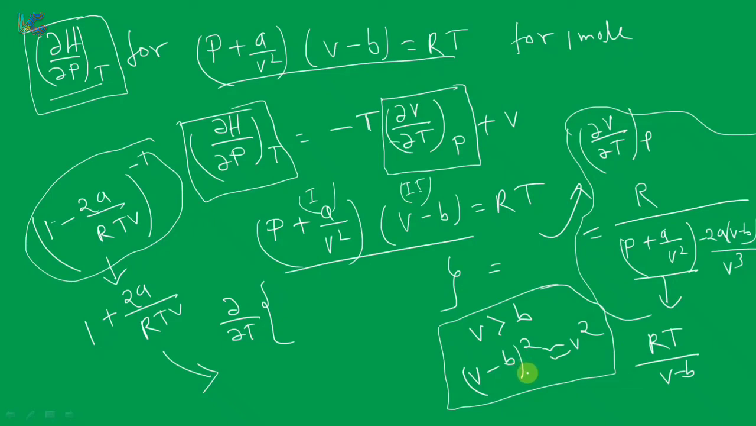So if you do that, you will get a term like this: 1 minus 2A by RTV to the power minus 1. Now you do the binomial expansion till one term. You can ask me why one term: because this term is small, so if you go beyond this term, those parts are very small. So you do not have to take into account all the terms. Up to 2A by RTV, that means up to one term, you need to take. After that the terms are so small that you do not have to take them into account.